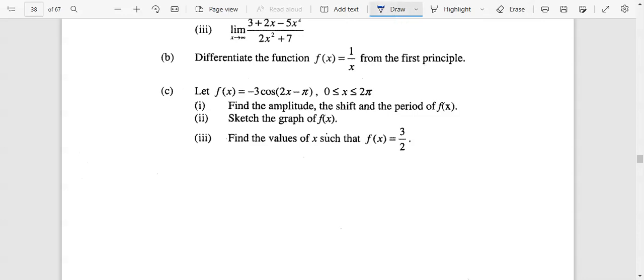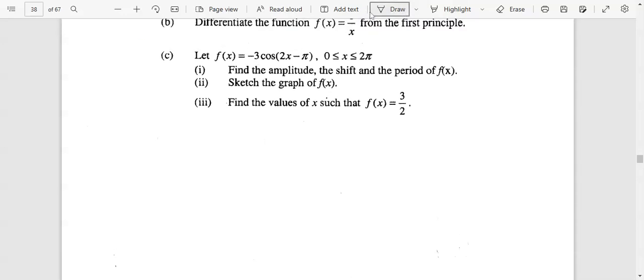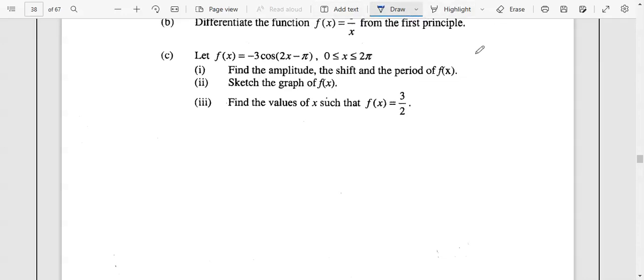Let f of x be equal to negative 3 cos(2x minus pi) for 0 is less than or equal to x, which is less than or equal to 2 pi. Find the amplitude, the phase shift, and the period of the function. Starting with the amplitude, which is given as the absolute value of the number in front of the function, that is the absolute value of negative 3, so the amplitude is positive 3.